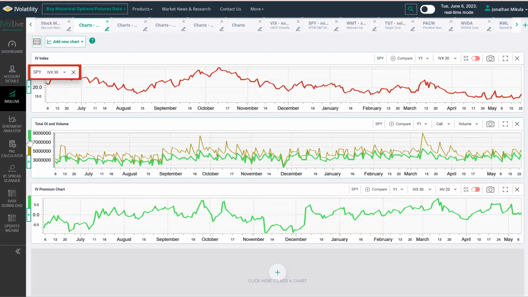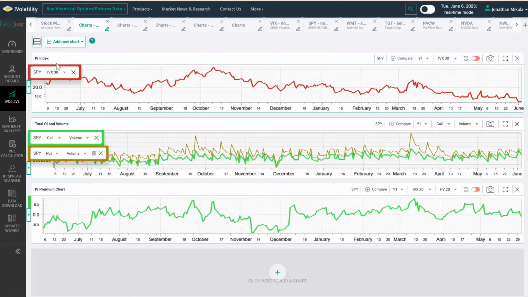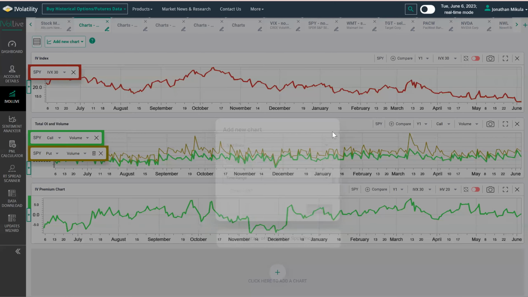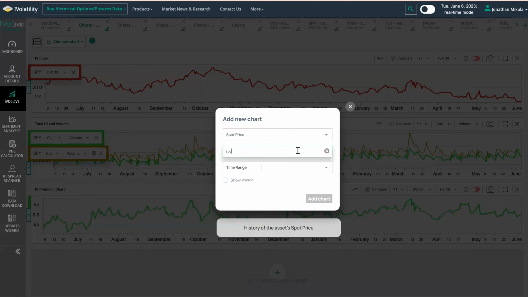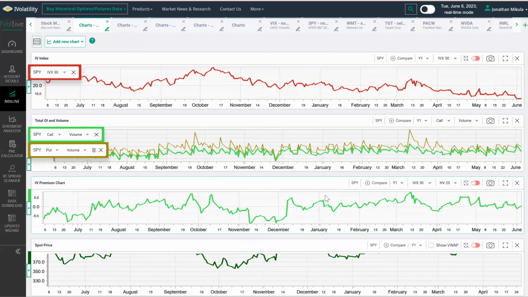So here is my handy SPY. Here we have the IV index, and I could add spot price. This is a good teachable moment on how to add any underlying. You just click on add spot price and type in the ticker. It's very important to make sure of the time frame. So this is 1 year.